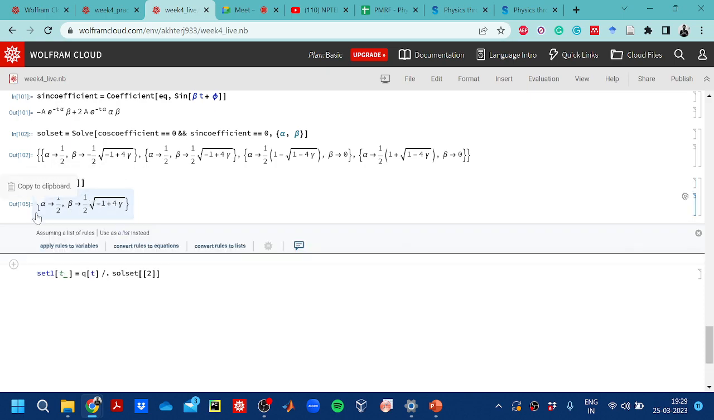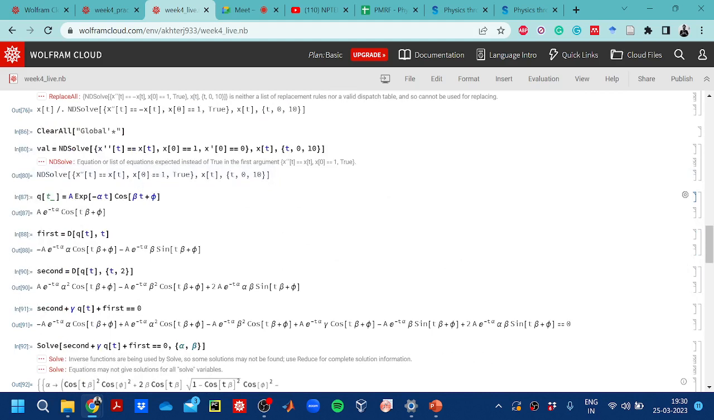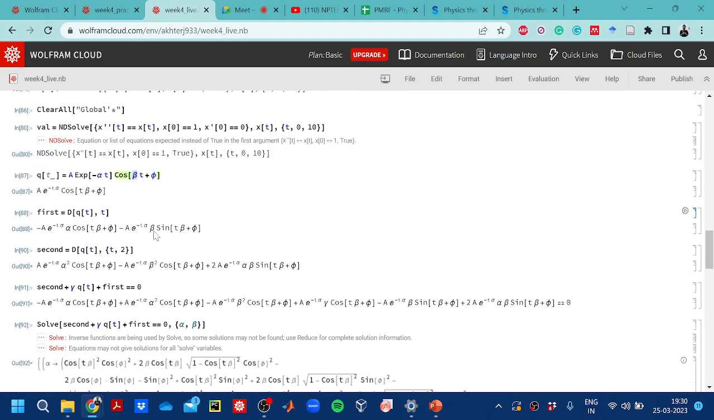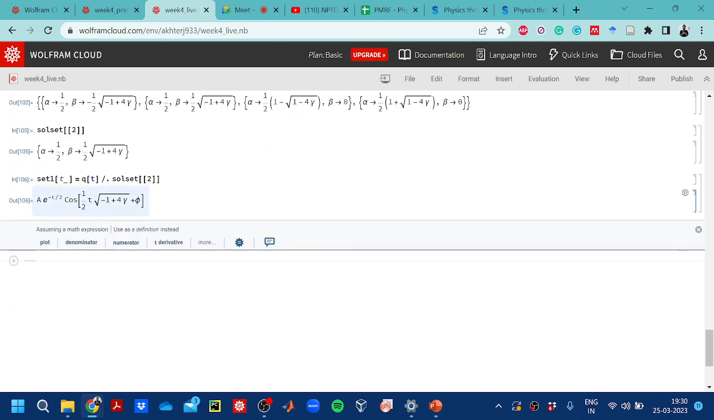So this is the value of alpha and beta which we want to feed in this Q. This alpha and beta we want to feed in this set. So for that we have to write down this replacement command, and if we run this, then this is how the Q looks like for this set of alpha and beta. So this is our equation, how the charge looks like.